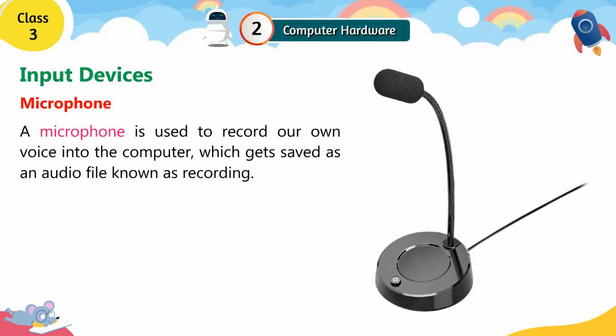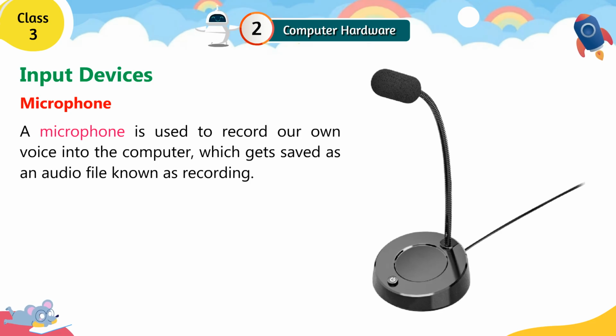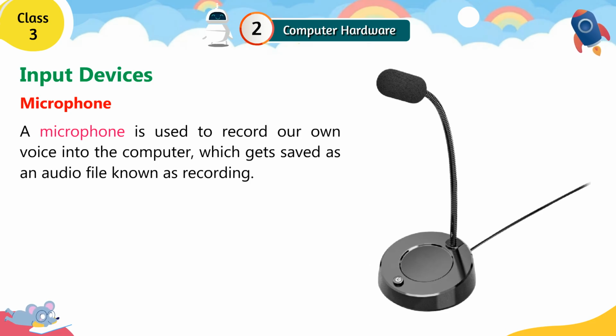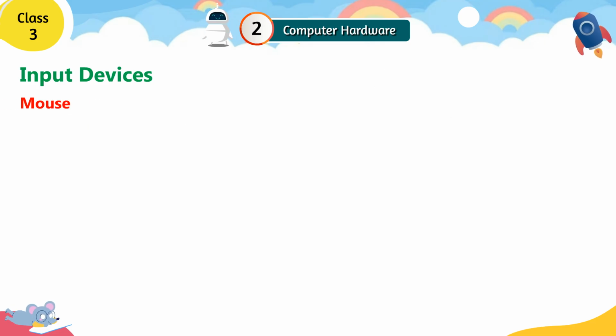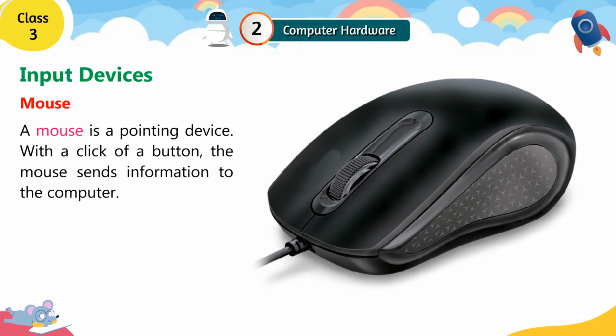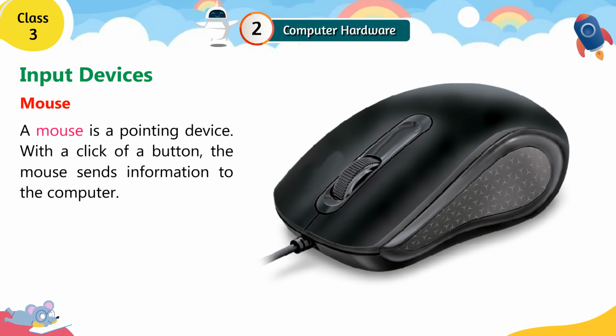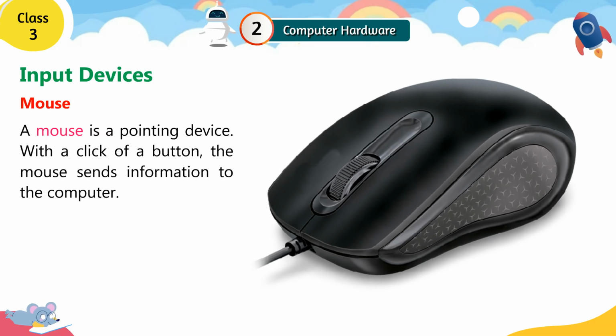Microphone. A microphone is used to record our own voice into the computer, which gets saved as an audio file known as recording. Mouse. A mouse is a pointing device. With a click of a button, the mouse sends information to the computer.